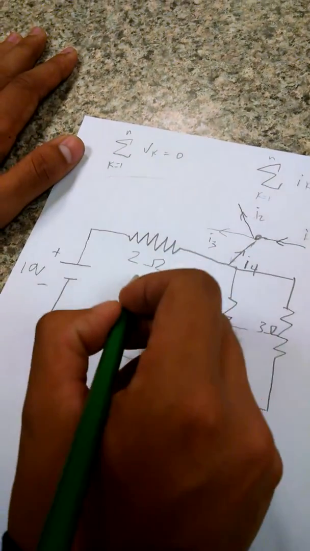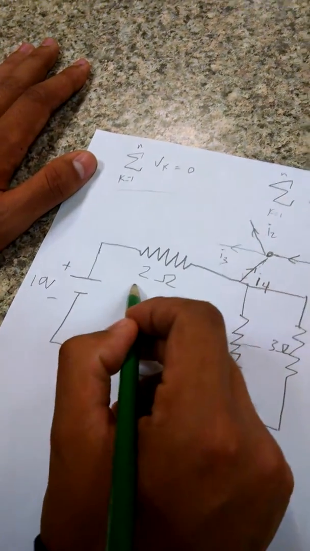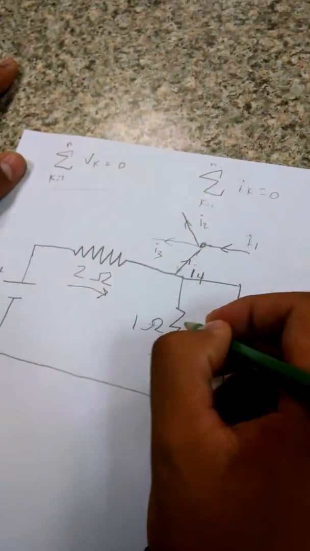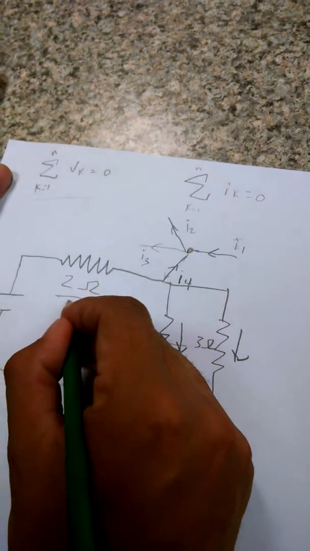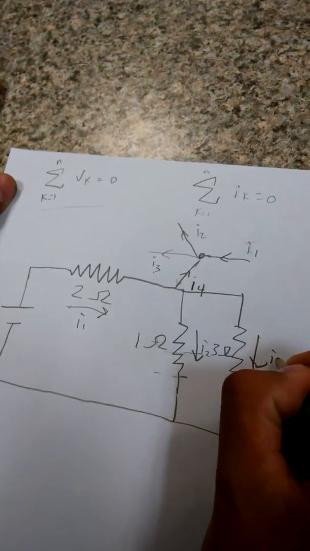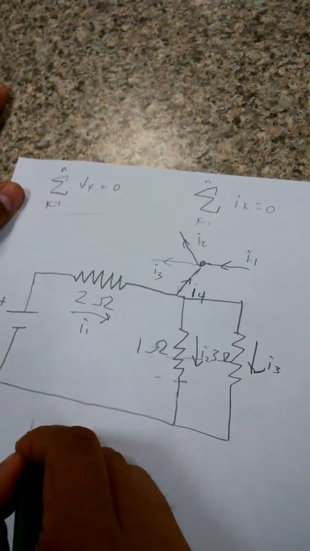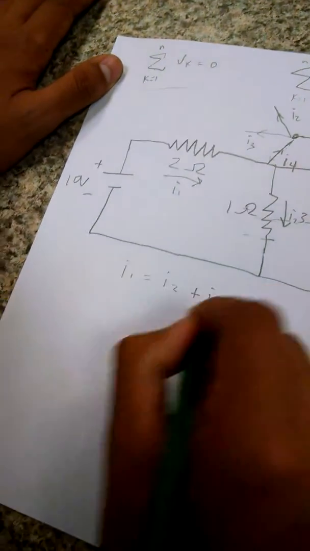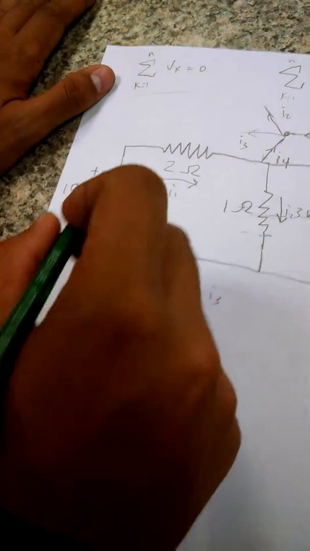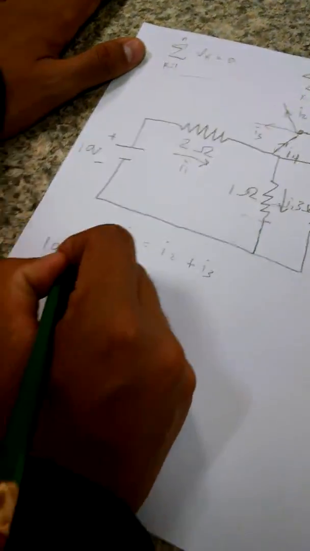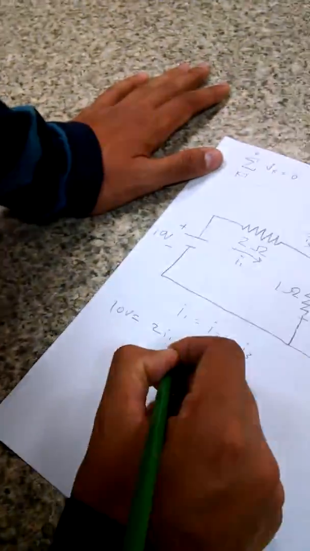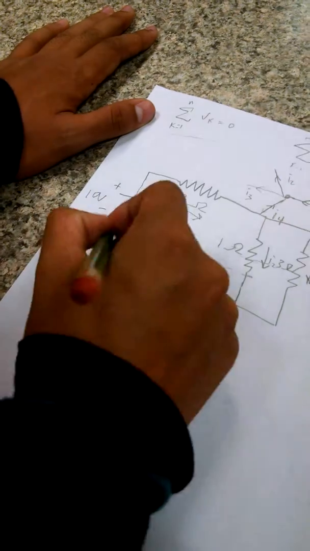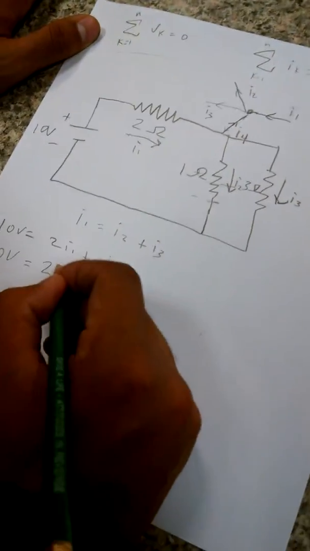So if we say there's current going this way here, and then this way here, and this way here, and we say this one is I1, I2, and I3. From this equation we get that I1 is equal to I2 plus I3, and then if we do the loop rule, we have 10 volts is equal to 2I1 plus I2, and if we go along this loop, we also get this equation.